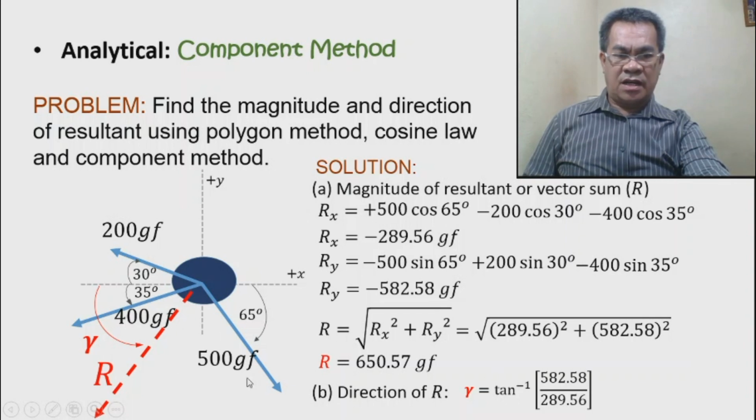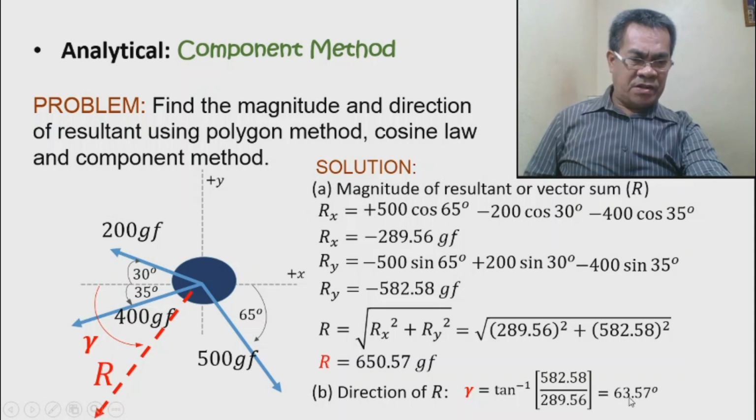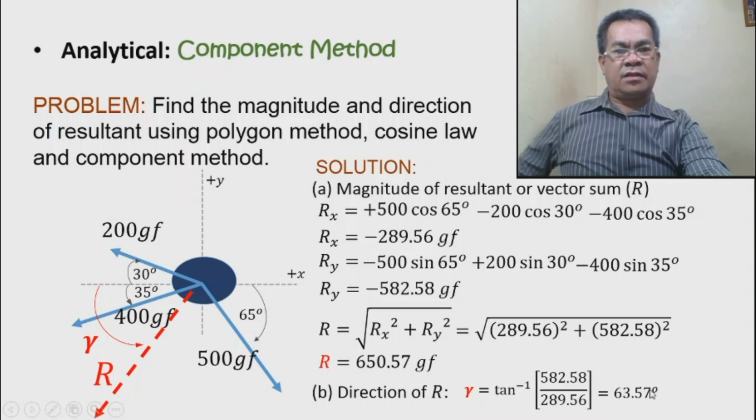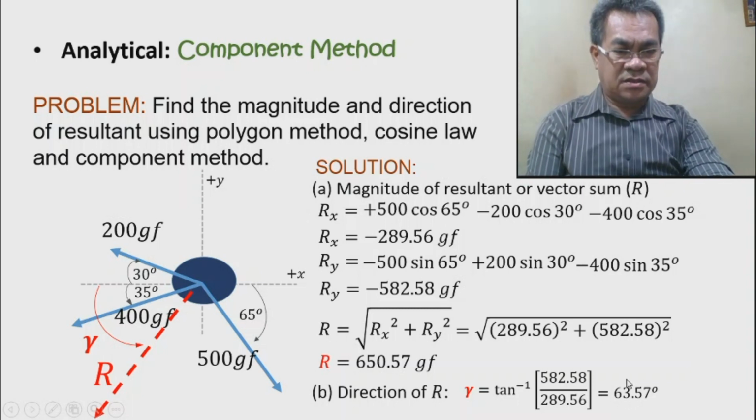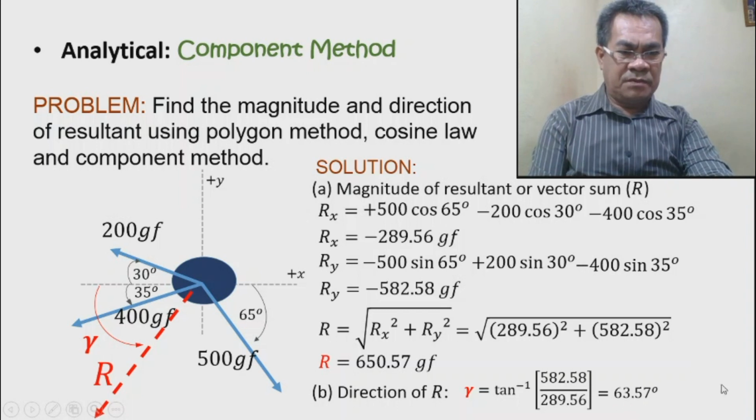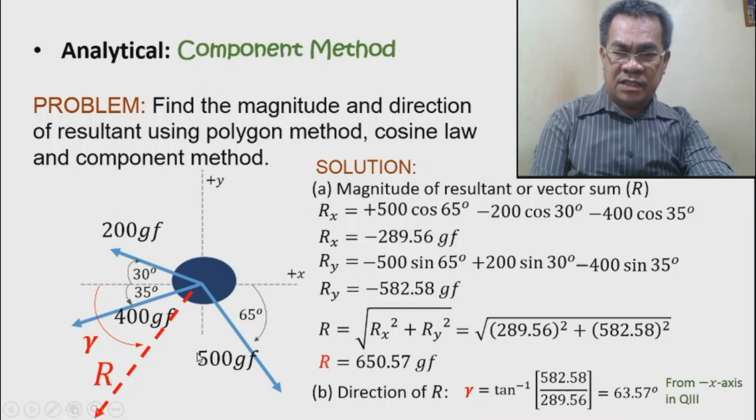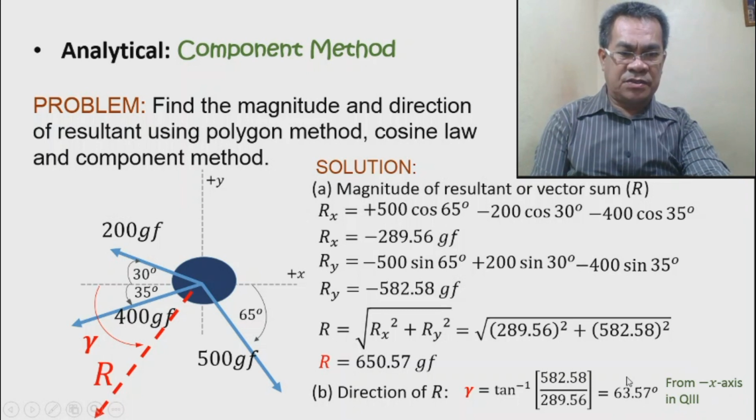But we understand that R is located in the third quadrant. So therefore, the calculated angle is this angle from the negative x in quadrant 3. Using the calculator, it's found that this is 63.57 degrees. Is this enough to describe the angle? The answer is no. You have to specify something. This is from negative x and this is located in quadrant 3. This is the exact description of this angle.